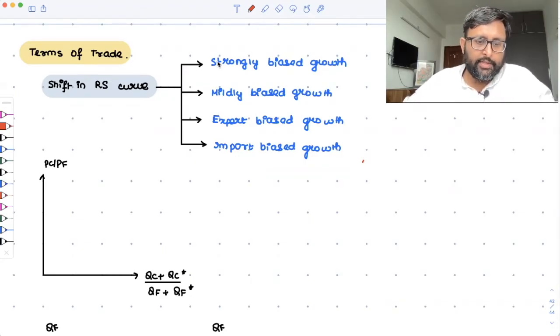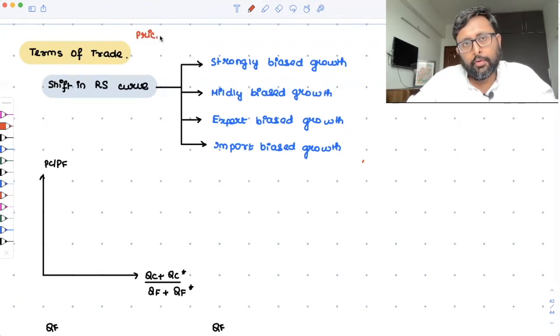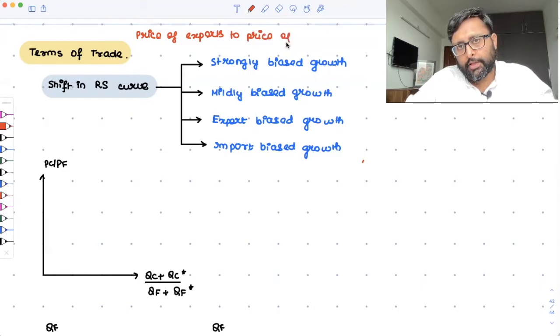So terms of trade is the price of exports to price of imports. Simple. So it is basically your price of exports to price of imports. So keep this definition in your head. We'll be using it. That is what terms of trade is, right?